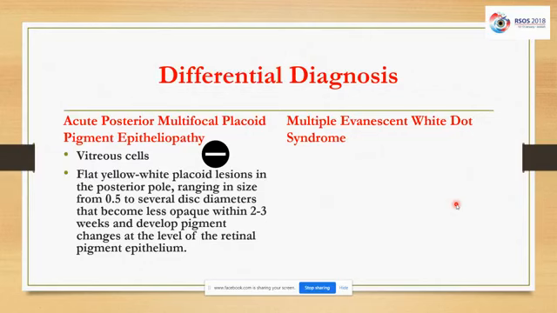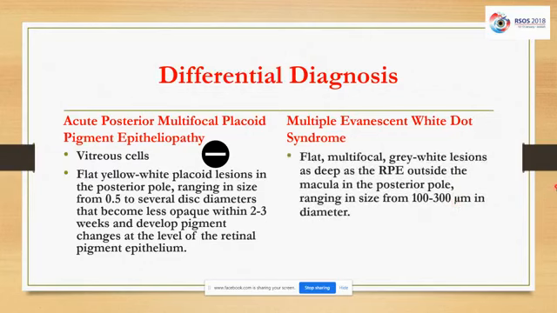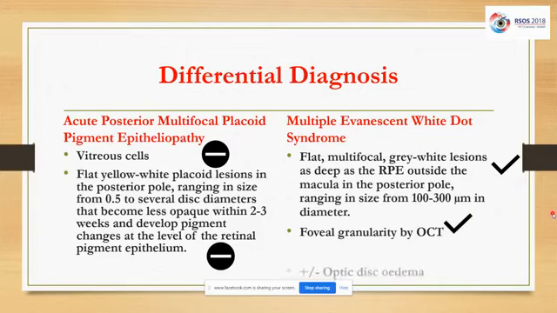This is not the criteria of our patient, but our lesions are flat, multifocal, gray-white lesions, deep at the level of the retinal pigment epithelium outside the macula, the posterior pole, ranging in size from 100 to 300 microns in diameter. So this is approved here as multiple evanescent white dot syndrome. So I managed the patient as multiple evanescent white dot syndrome. This is confirmed by the foveal granularity by OCT, and also multiple evanescent white dot syndrome can be associated with optic disc edema, which is not found there.